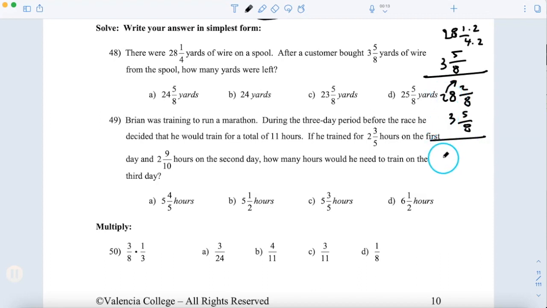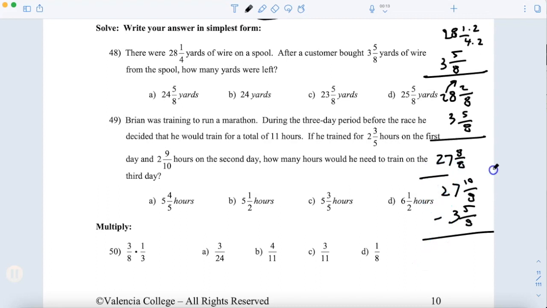So that 28 is going to turn into 27, and because my fraction is over 8, it's going to be 8 over 8. That 28 is this, and I have to add the 2 eighths. So that's going to be 27 and 8 plus 2 is 10 over 8 minus 3, 5 over 8.